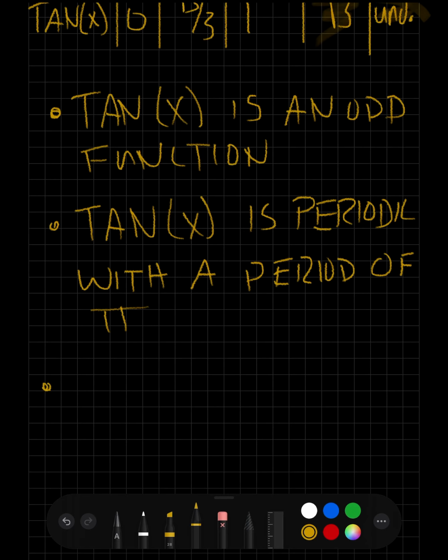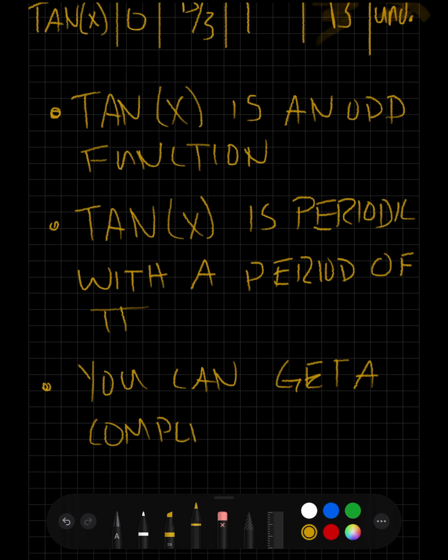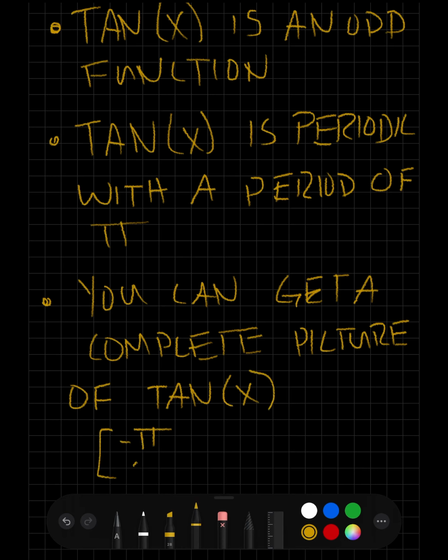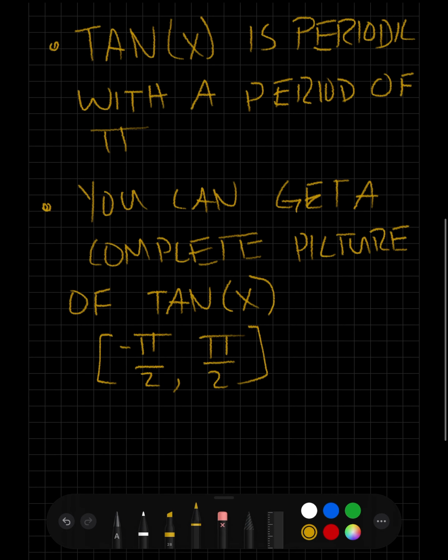This means the reason we chose negative pi over 2 and pi over 2 is you can get a complete picture of what this graph looks like. If you just look at one period of the graph from negative pi over 2 to pi over 2, because the distance between those 2 points is pi.